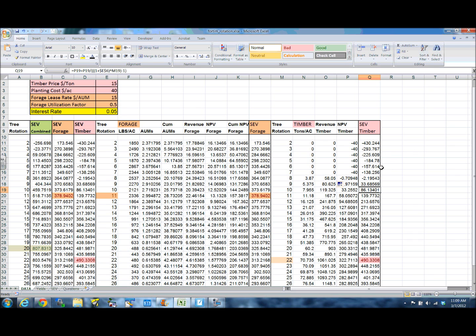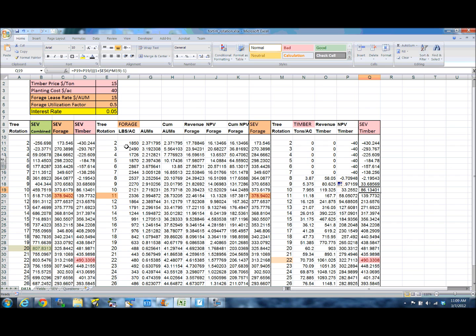So based on the timber yields and the prices and the discount rate we're using here, which is 5%, it looks like the optimal rotation for trees is 22, and we have an SCV of $490 at 5%. For forage, things are a little bit more complicated.